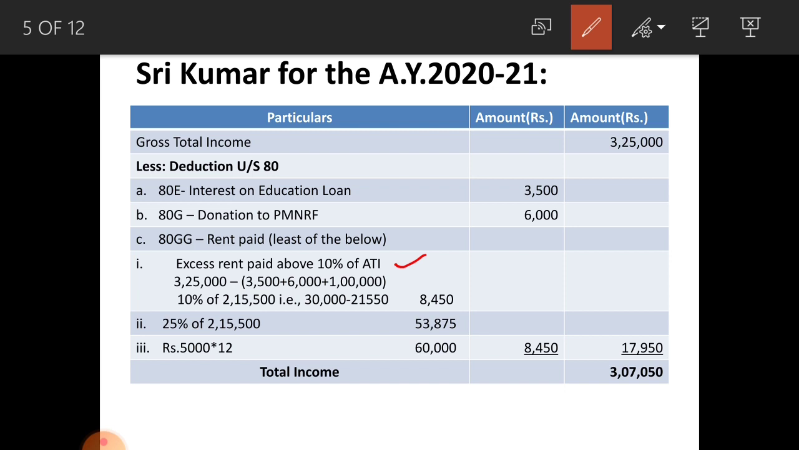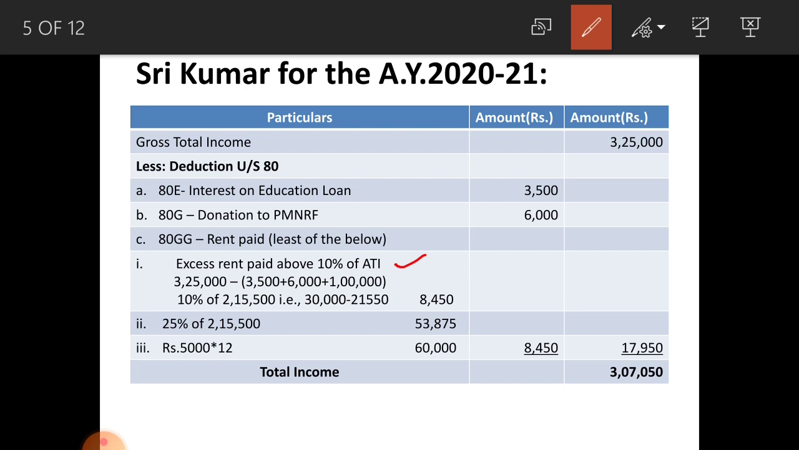3,25,000 gross total income. From that you have to deduct section 80E 3,500, section 80G 6,000 rupees, and short term capital gain taxable at the rate of 15%, 1 lakh rupees. When you deduct these three things from gross total income, you get 2,15,500 as adjusted total income. Of that 2,15,500, 10%, 21,550, you have to deduct it from the rent paid.